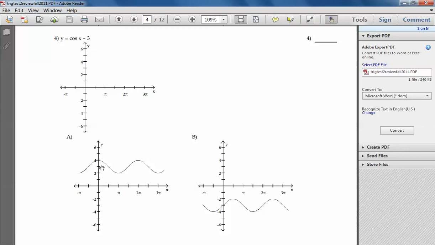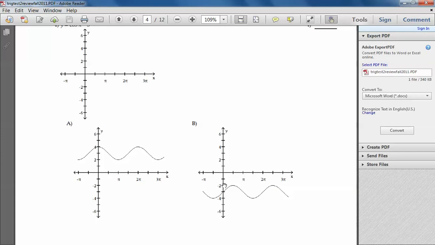Alright, this first graph is the cosine graph, but it looks like it's shifted up. Alright, this second graph, it is shifted down 3 units, but that's not the cosine graph, that's the sine graph, because it's crossing here on the y-axis. So that's x equals 0, it's crossing. That makes the sine graph.